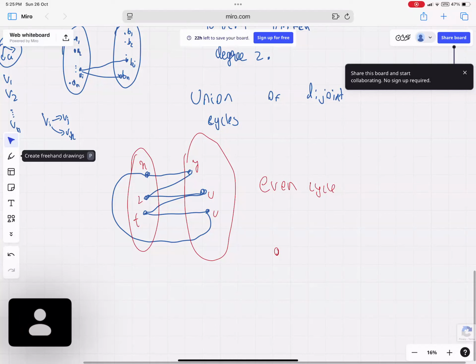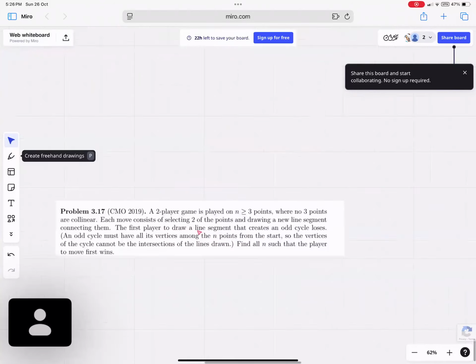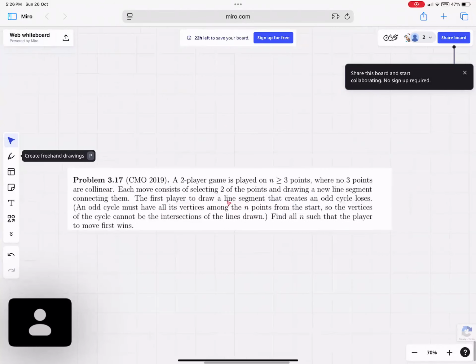Okay, let's do a problem which I also haven't done. Okay, actually, no, this is a nice problem we also do, which I have done. Have any of you all seen this before?